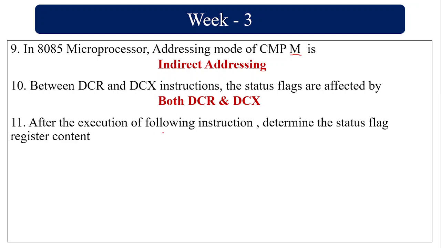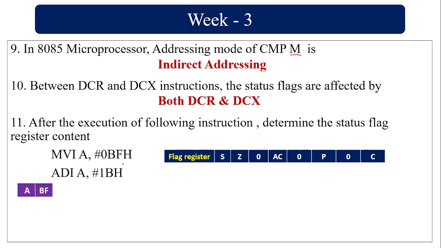So after the execution of the following instructions, determine the status flags of the register content. MVI A, BF and ADI 1B. So the accumulator content is BF and then the content should be added with your 1B. So the accumulator content A is BF and then 1B is this one. If I perform this addition, 1 plus 1 is 0 carry 1. So 1 plus 1 plus 1 is 1 carry 1, 1 plus 1 is 0 carry 1. Like this I will be performing the operation.